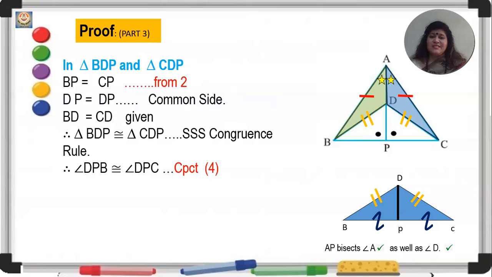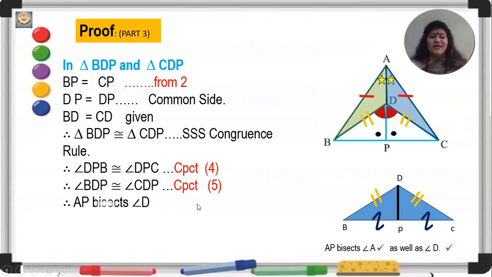Now there is one more CPCT that you're going to use in this. What will that be? You need to prove AP bisects angle D. So look at angle D. Aren't these two angles also congruent? So I'm showing that in red. See, therefore BDP congruent to CDP because of CPCT, and we will number that as 5. Right? Now, if BDP is congruent to CDP, can I say that AP bisects angle D? Yes. So make a statement, therefore AP bisects angle D.